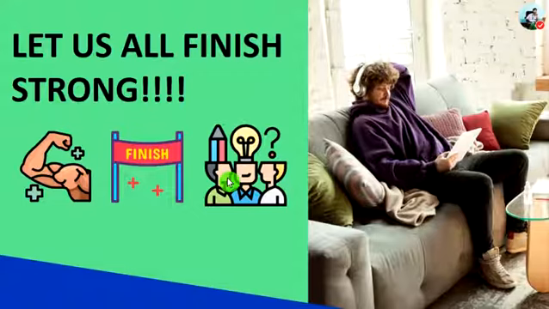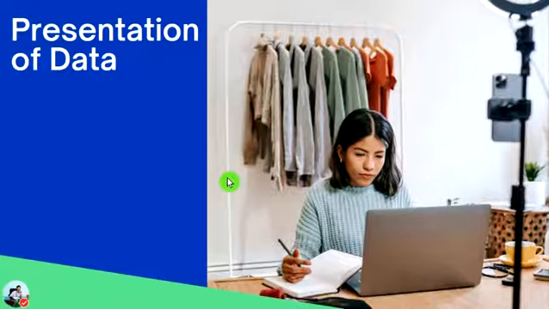Now I'll proceed to the content of chapter 2. There are two main areas in chapter 2: the presentation of the data, which is number 1, and number 2, the analysis and interpretation. I'll discuss first the presentation of data.